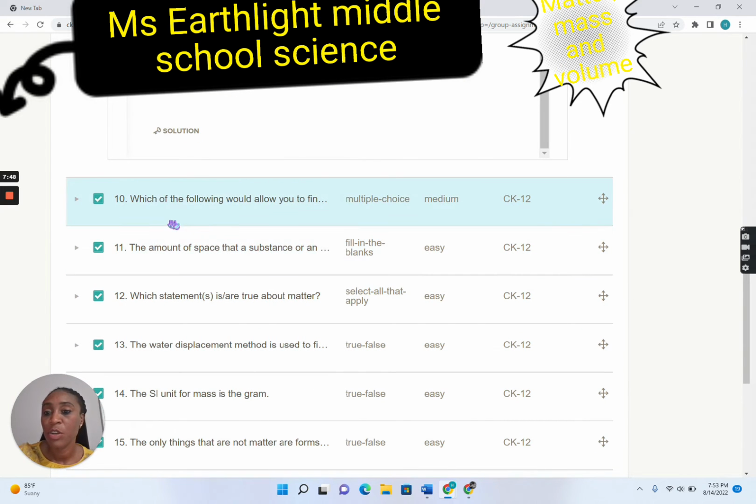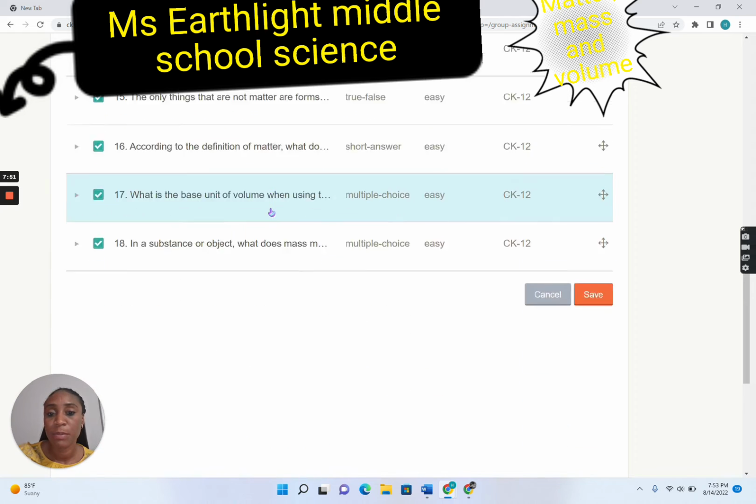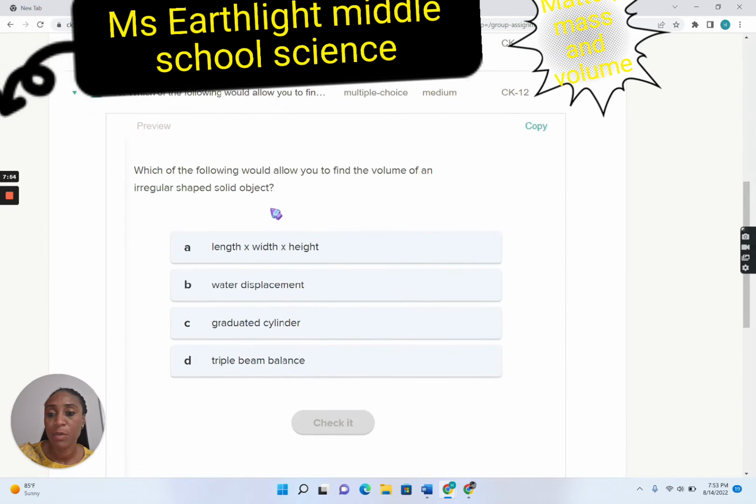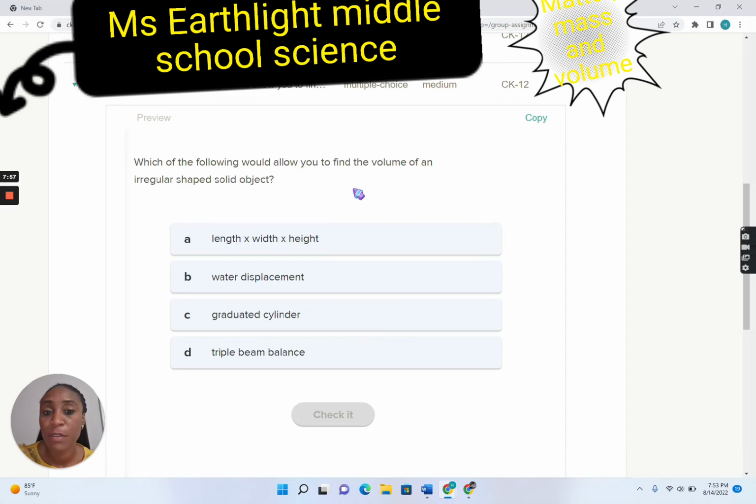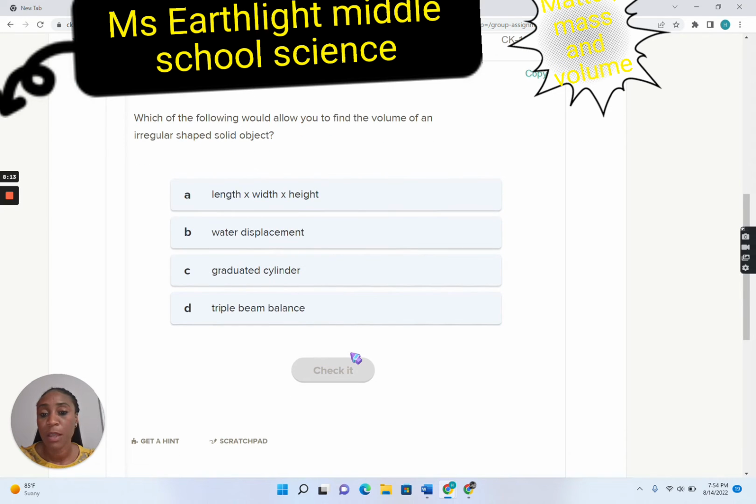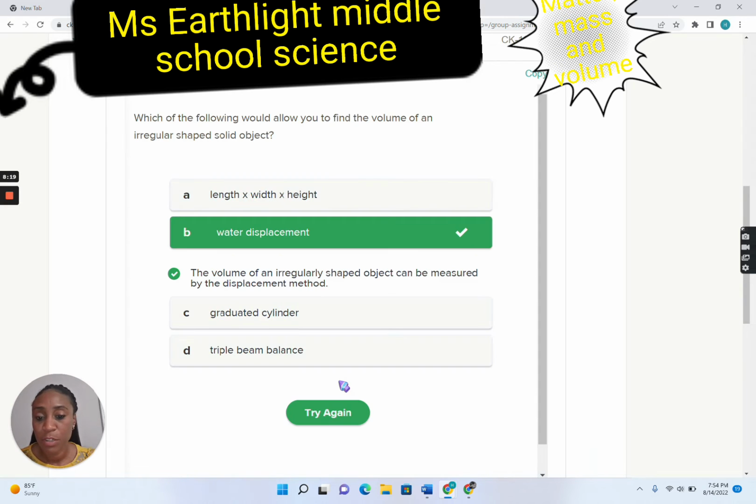Number 10. Which of the following would allow you to find the volume of an irregular shape solid object? Is it length, width, and height? Is it water displacement? Is it a graduated cylinder? Is it the triple beam balance? What do you say? Right, so let's check the water displacement, because the volume of an irregular shaped object can be measured by the displacement method.